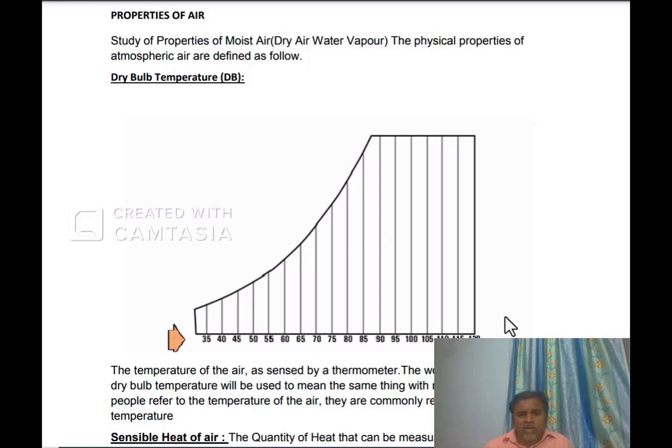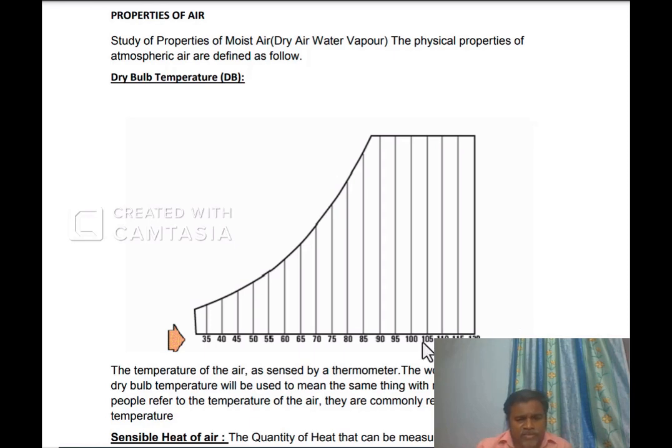If you take a thermometer, the red bulb at the bottom side, without wrapping any cotton, to measure the temperature of air, you are not going to wrap any moist cotton around the bulb. If you take it that way, just swirling, meaning moving your hand while keeping the thermometer, you can take the temperature. That temperature is called dry bulb temperature. This is the temperature of air you are measuring.